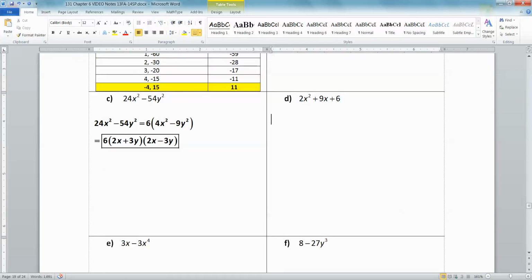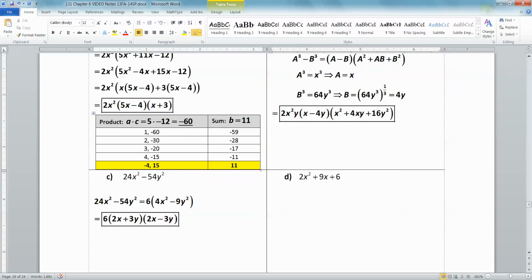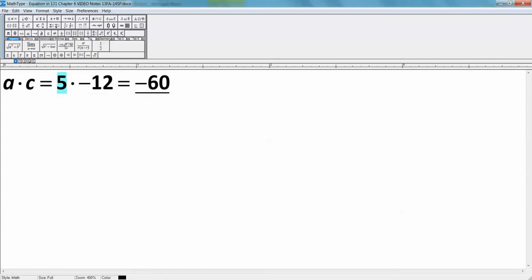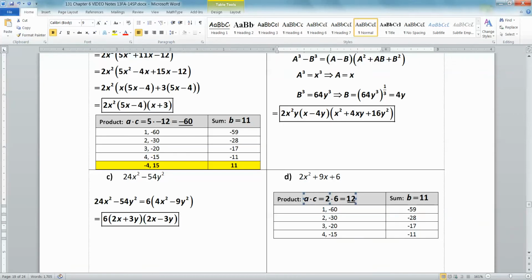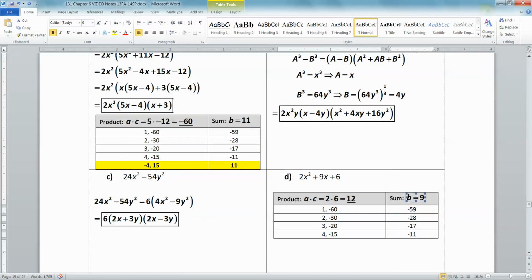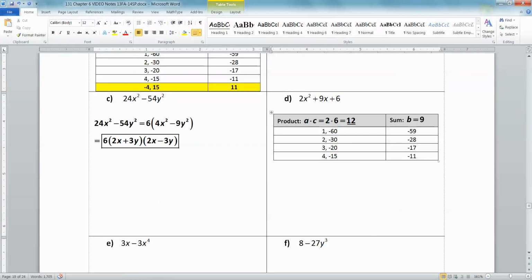D is not going to be so easy. All right, so let's make a table. We need to multiply to a times c. A times c is 2 times 6, which is 12. And we need to add up to b, which is 9. There was no GCF on this one. That's why I jumped right into the table. Because 2, 9, and 6, there's no common factor to all of those.